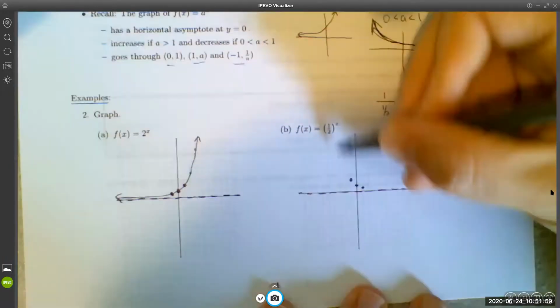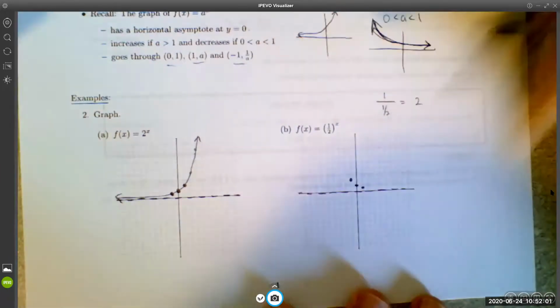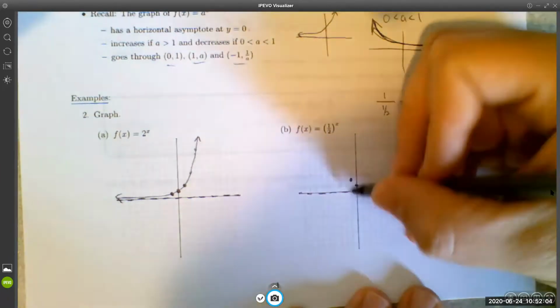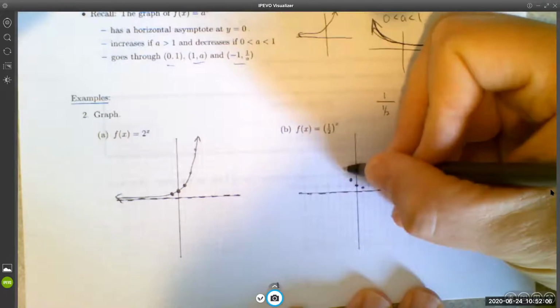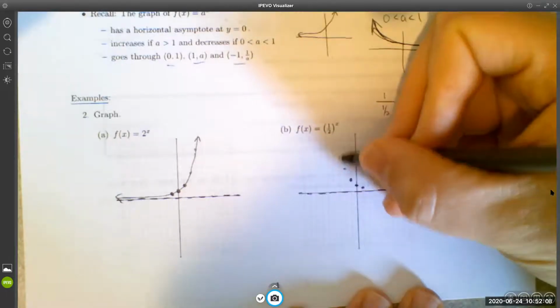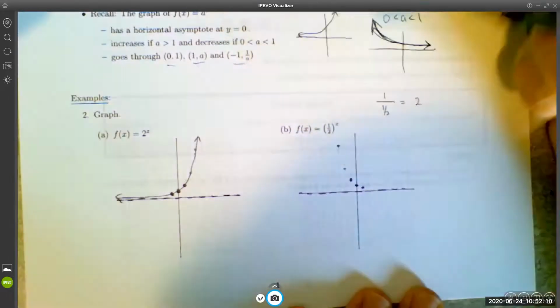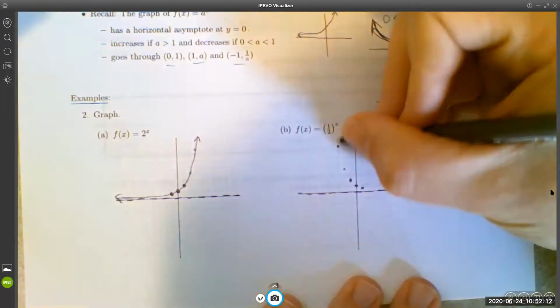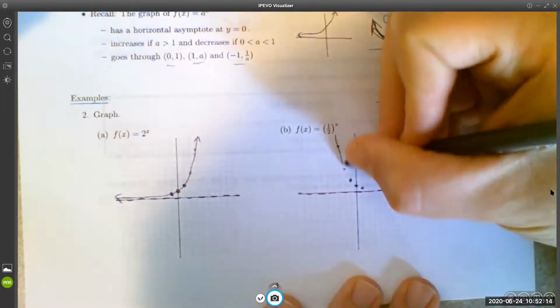So you can see that the same thing is happening here. If I plug in negative 2, I'm going to get 4. If I plug in negative 3, I'm going to get 8. And so you get this picture.